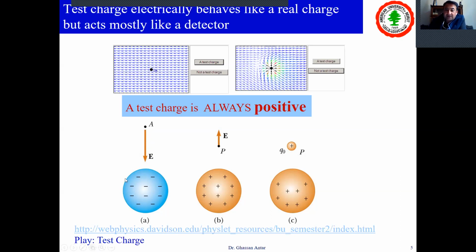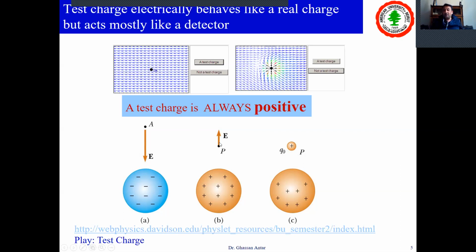Now, if I replace the negative charge by a positive charge and ask to determine the electric field at point P, your reasoning would say: you want to know the electric field at this point P, so I'm going to put a test charge at this point and see its direction. Since the test charge is positive and the real charge is positive, it will tend to go away from the real charge, consequently my electric field will be upward.